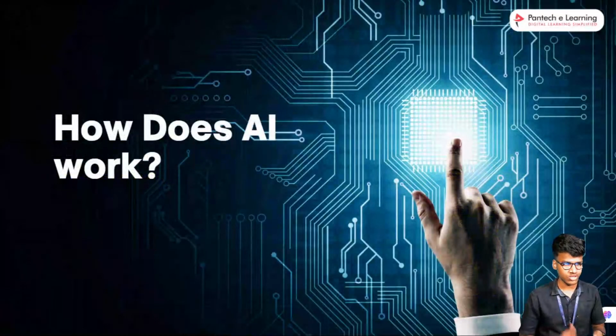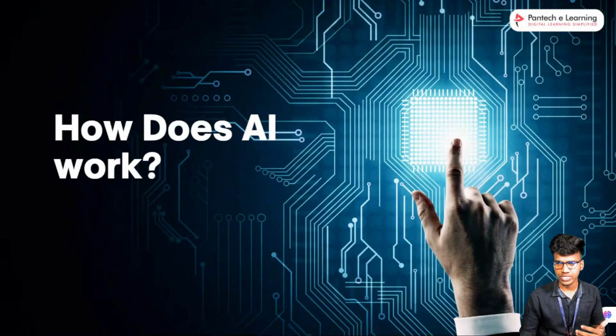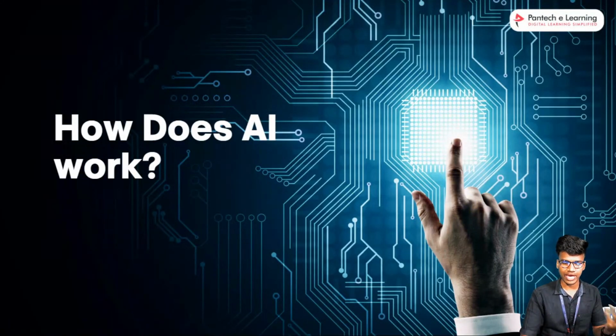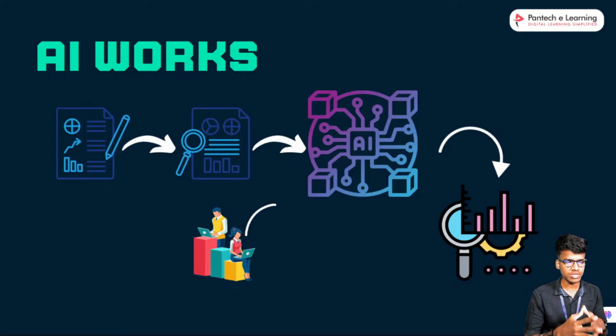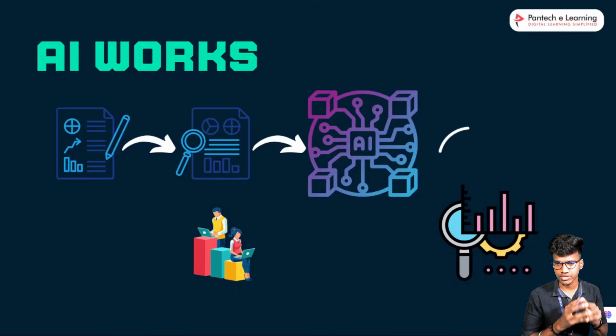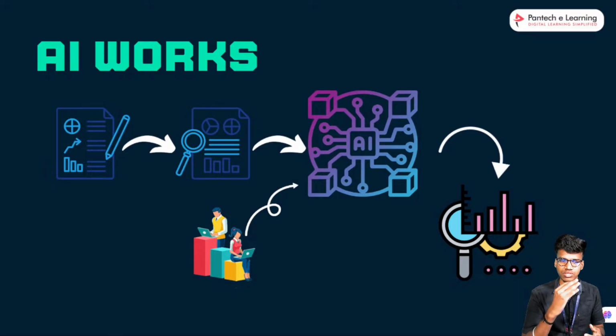Okay, so next one, how does AI work? This is the process. How it is working means, first thing we need data. Without data we can't do anything, right? I think you are CSE students, you know. So what does data mean? When I share my knowledge and my information, it is considered, computer-wise, as data.